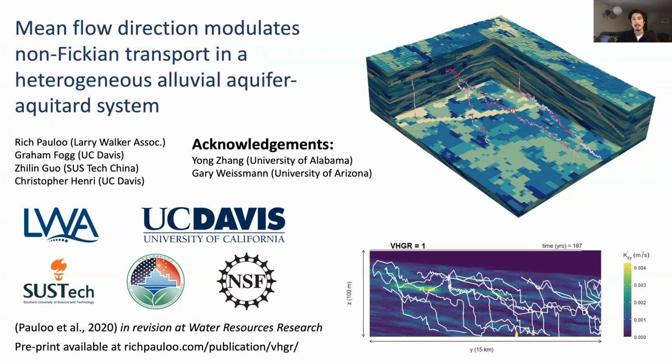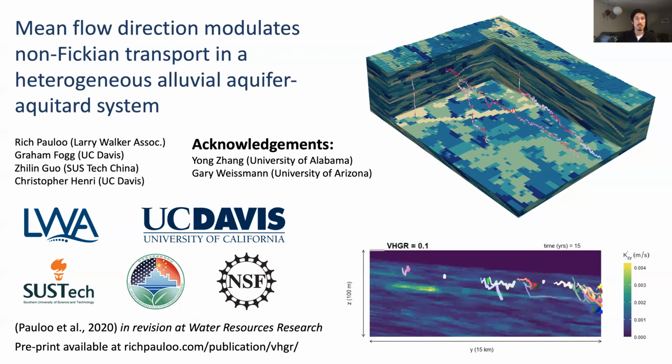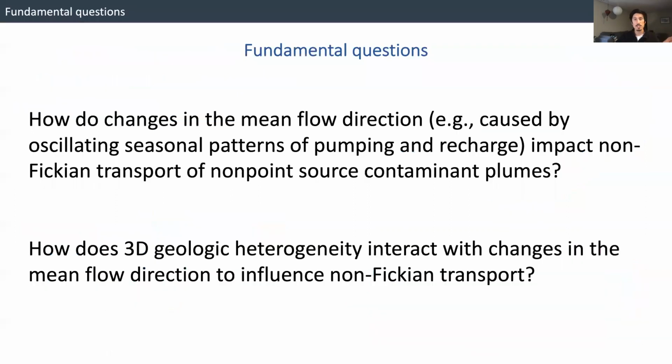This talk is about how geologic heterogeneity and hydraulic gradients interact to influence non-Fickian transport in regional scale alluvial aquifer systems. The fundamental questions we seek to answer are captured here in these 2 points. Number one, how do changes in mean flow directions, such as those caused by oscillating patterns of pumping and recharge, impact non-Fickian transport of contaminant plumes? And secondly, how does 3D geologic heterogeneity interact with changes in the mean flow direction to influence that non-Fickian transport?